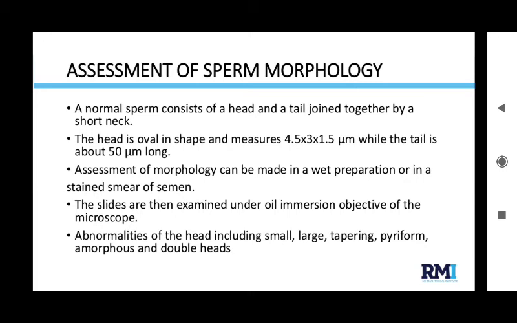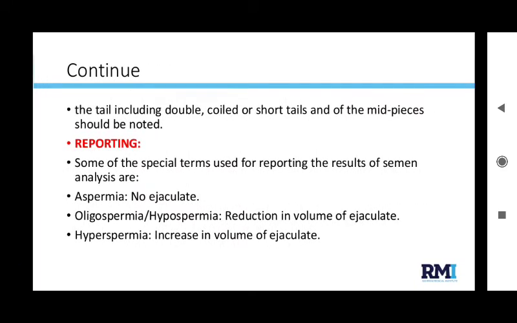Abnormalities of head include small head, large head, tapering head, pyriform head, amorphous and double heads. All these are abnormal shapes of head which cause ineffective sperms. That means the motility will be affected. The tail, including double, coiled or short tails, and of mid pieces should be noted. All these are abnormal morphology.